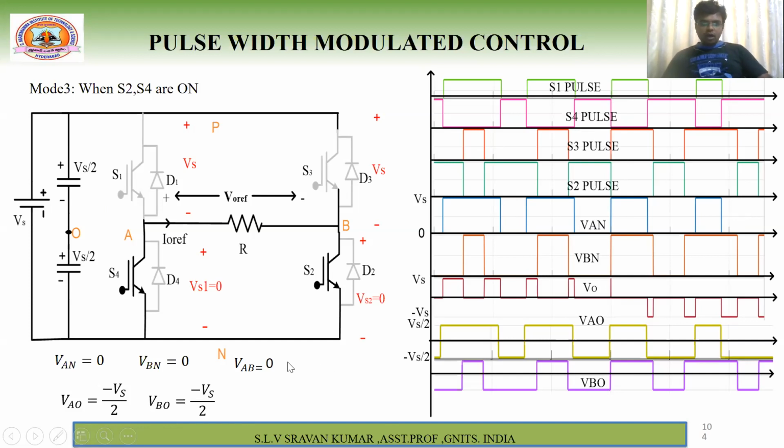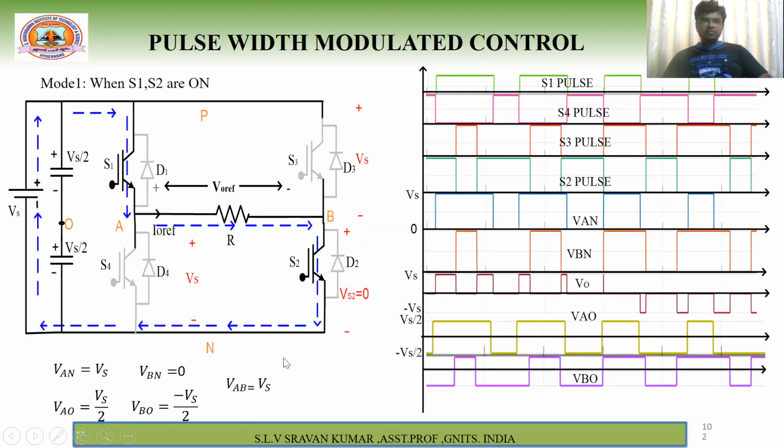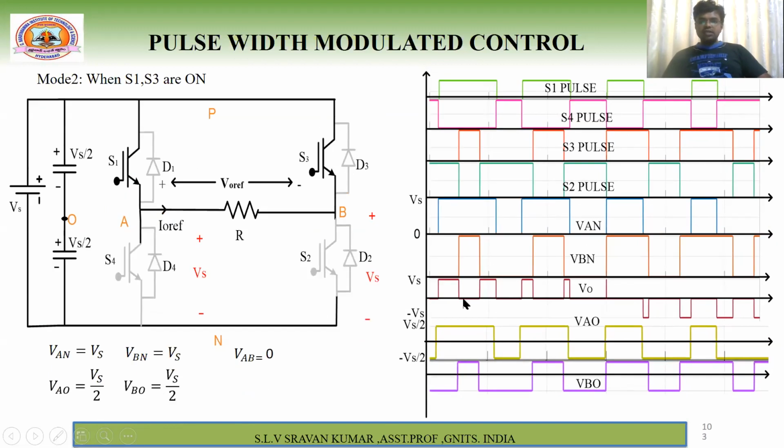Now, if you observe these three modes of operation, first mode of operation, what is the voltage? VAB is equal to Vs. That means this one. Second mode of operation, what happens? VAB is 0. That means this one. So S1 and S3 are on means this pulse. So this one. Again positive, again 0, again positive, again 0. This is called unipolar pulse width modulation. Negative we will see, right?